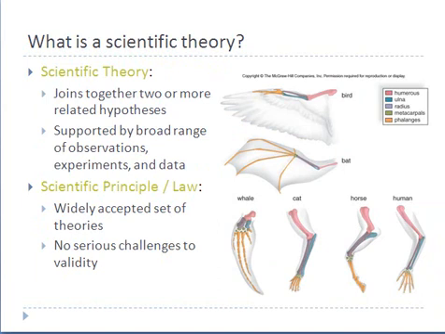So what is a scientific theory? A scientific theory is mainly taking related hypotheses and making some prediction out of that. Often the scientific theory will be supported by a broad range of observations and data. For example, a scientific principle will eventually become a law, and a law is a widely accepted theory.